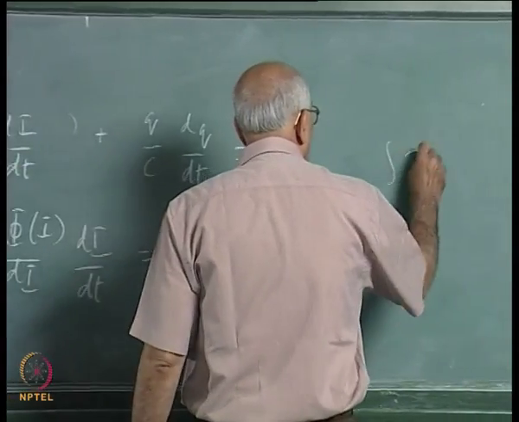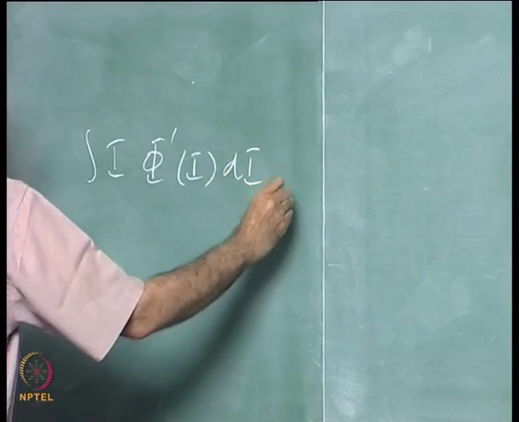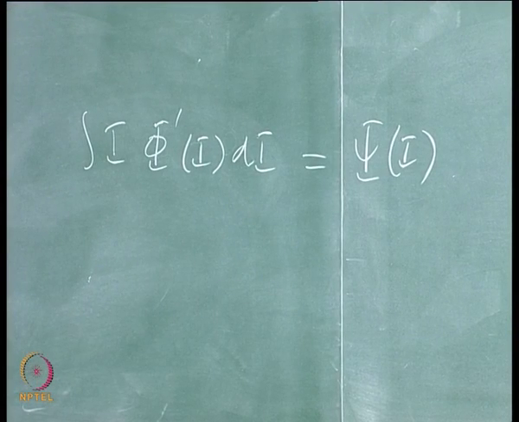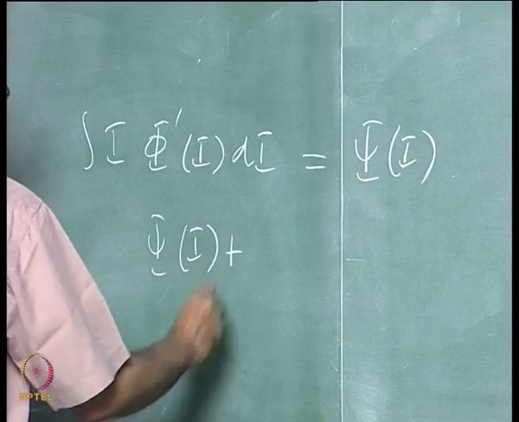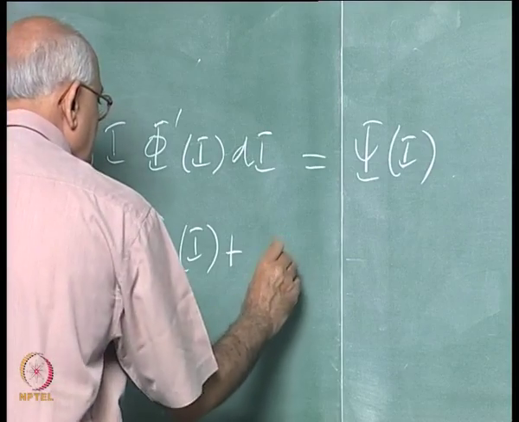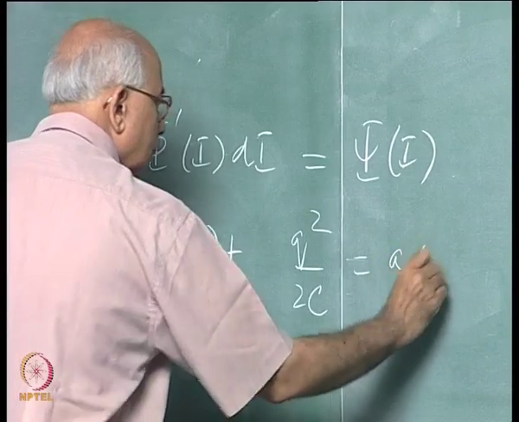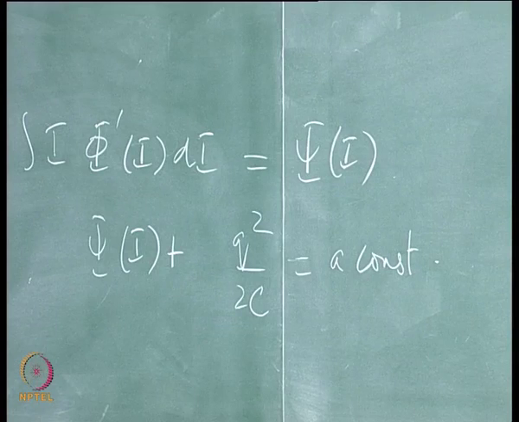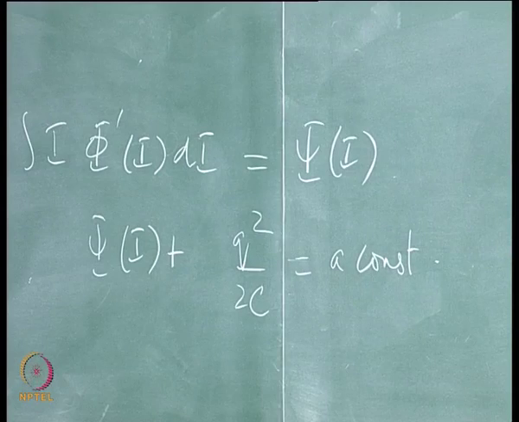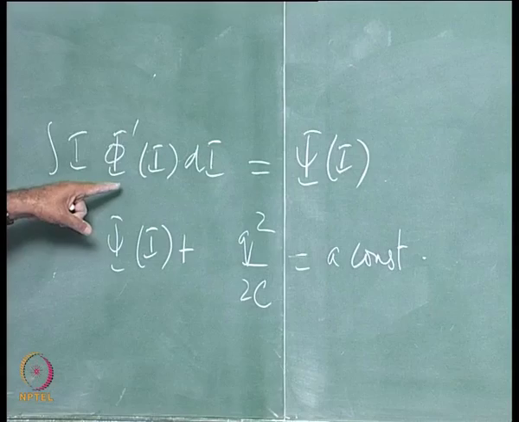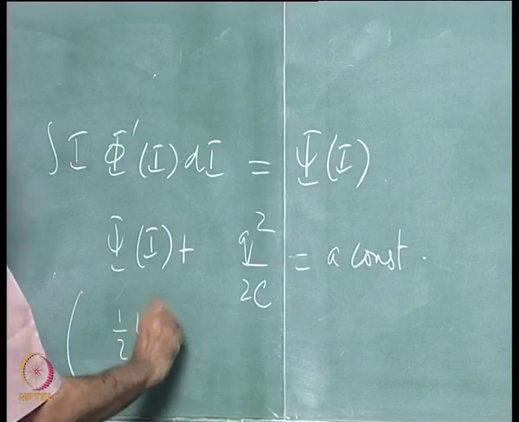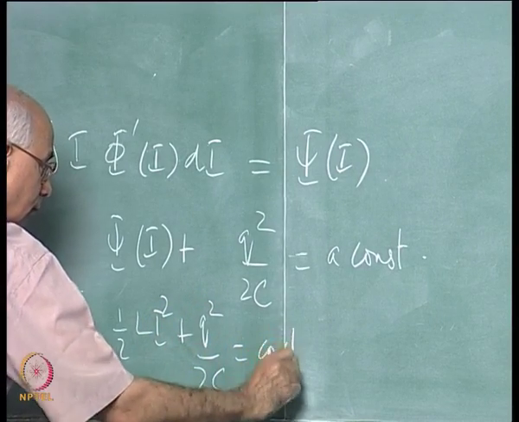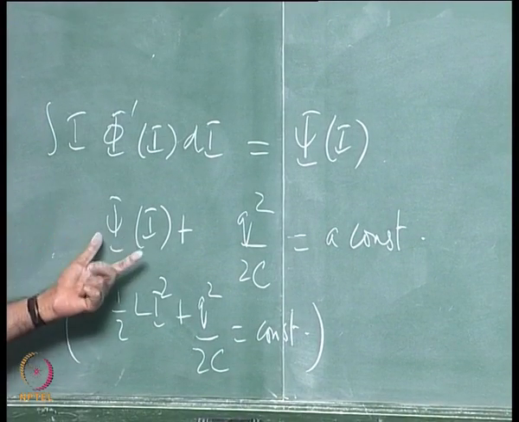The primitive of this: if I do the integral of I phi prime of I dI and I call this something else, psi of I for example, the indefinite integral, it is evident that psi of I plus q squared over 2C is a constant of the motion. All I have to do is to differentiate this guy here. You can easily see that in the linear case, when phi of I is proportional to I, it is L times I, then phi prime is just L, and you can indeed get half L I squared plus q squared over 2C equal to constant in the linear case. But in the nonlinear case, this is the constant of motion.